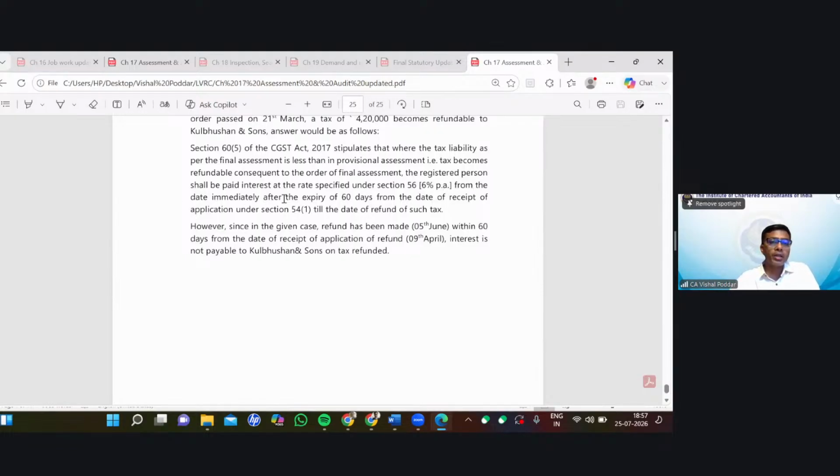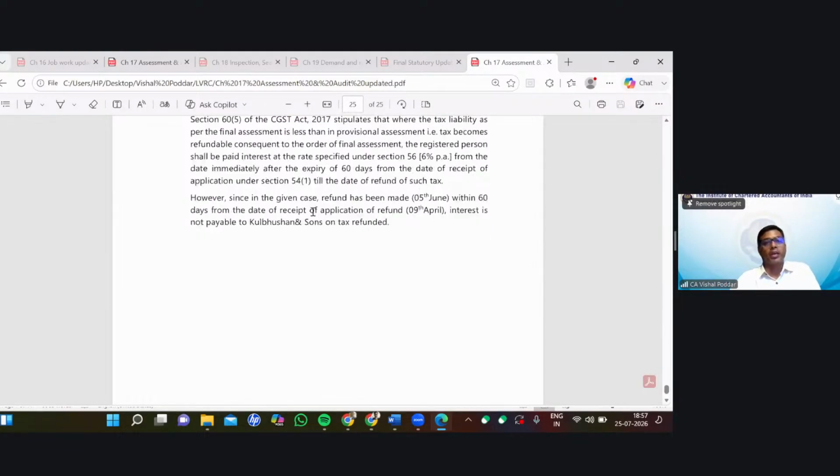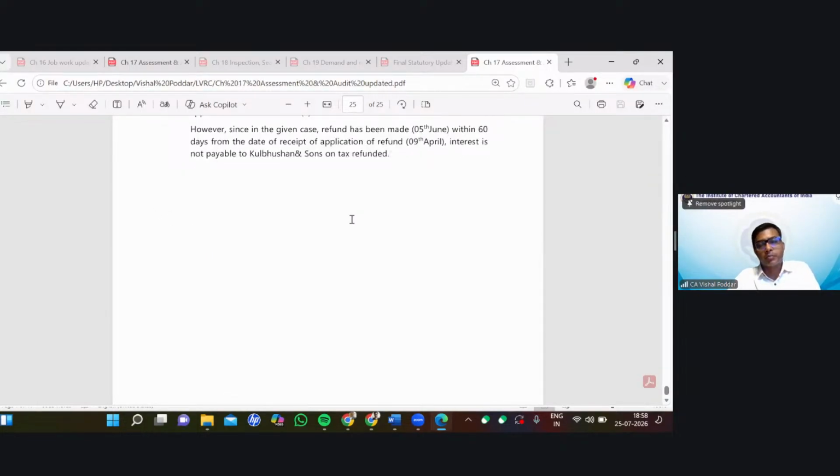From the date immediately after expiry of 60 days from the date of receipt of application under 54. So interest is not starting from day 1 when you paid the extra tax. Interest will be paid if the refund is not made to you even after making application and 60 days have passed. So interest will start from 61st day, that also after making application for refund. Since in the given case refund has been made on 5th June, that is within 60 days from the date of application, no interest is payable.